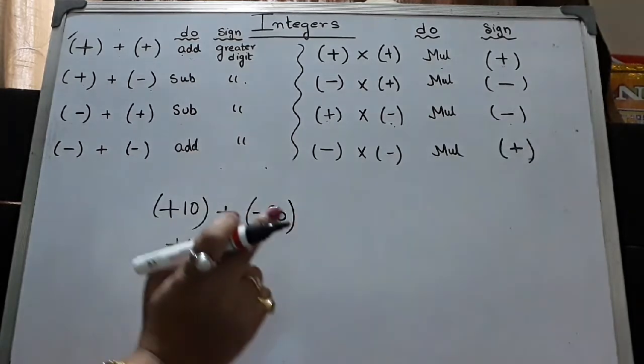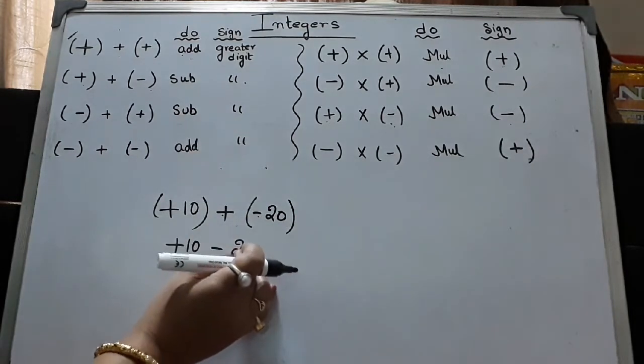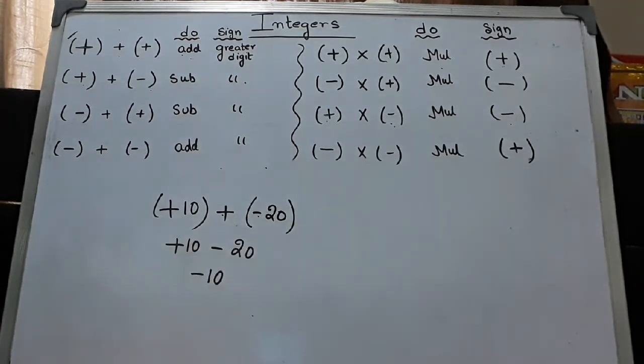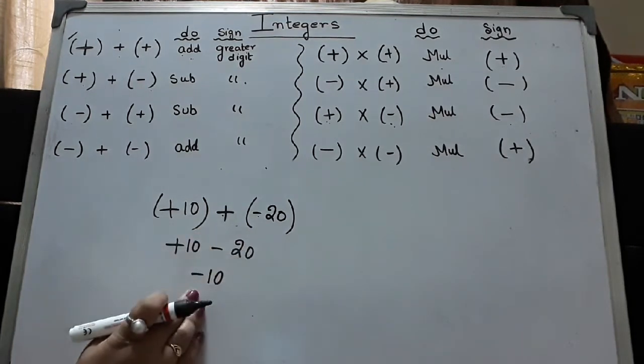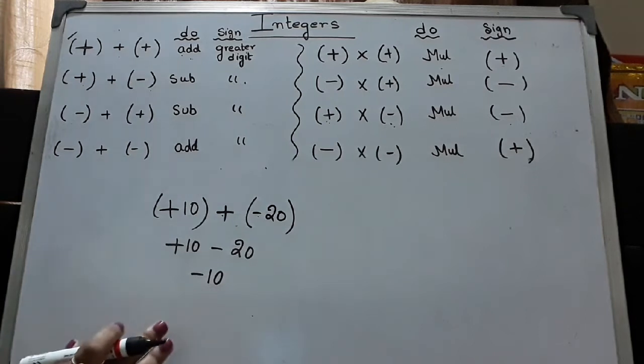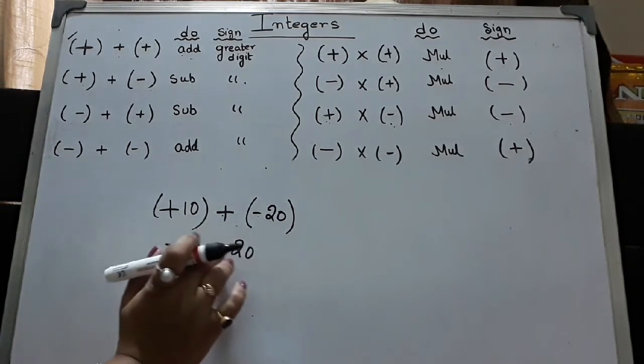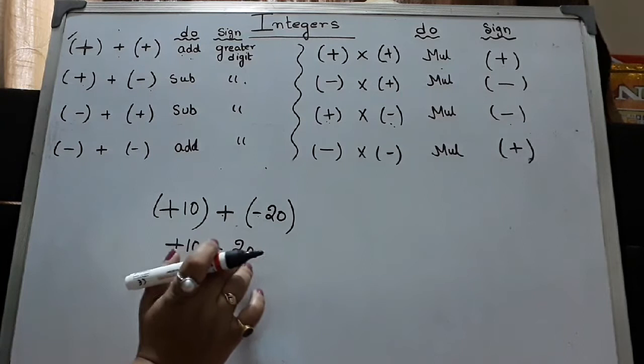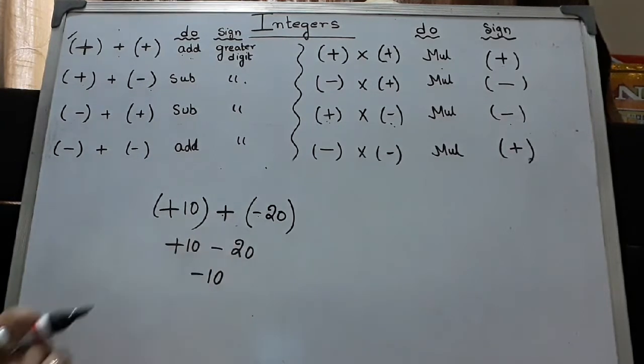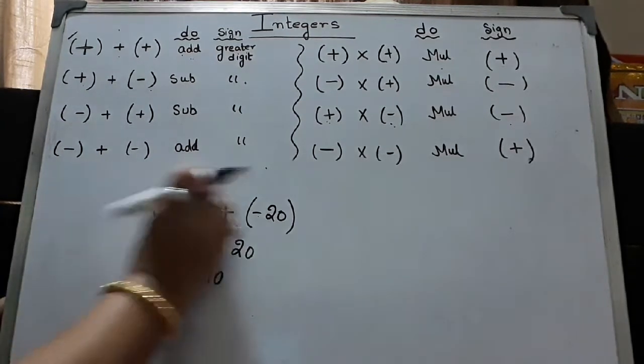Plus minus, you have to subtract. Then you have subtracted 20 minus 10. Of course, you will subtract the smaller number from the bigger number. So here 20 is greater and 10 is smaller. So 20 minus 10, your answer is minus 10, because the sign of the greater digit is of 20. So 20's sign you will put. I hope it is clear.